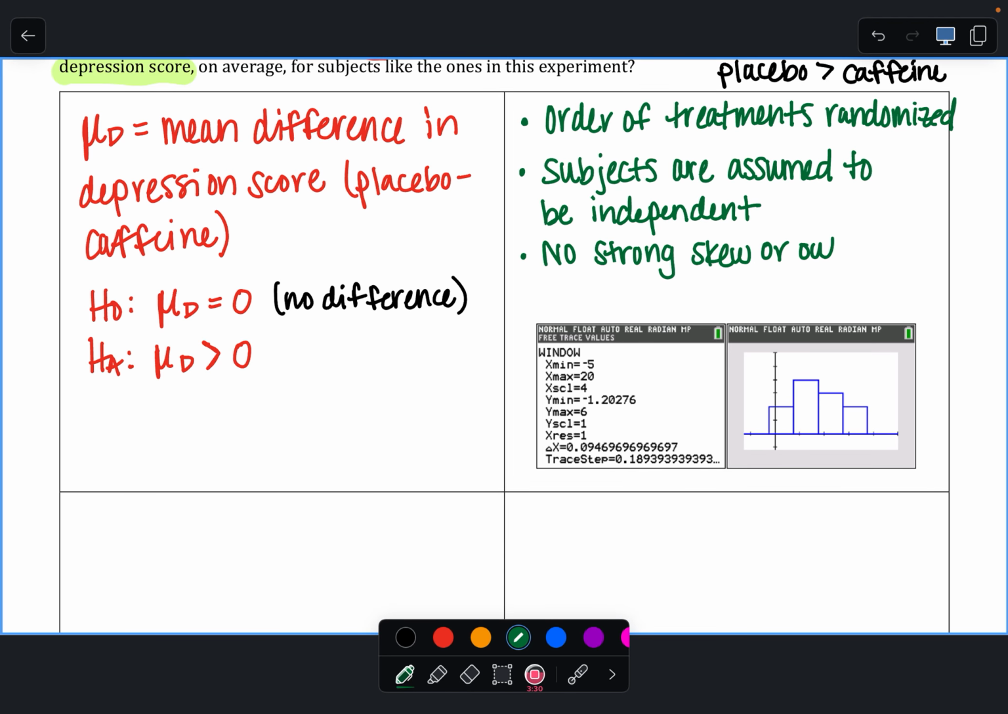And it doesn't look like there is any, and a lot of the time on AP grading, they emphasize the word strong because sometimes there is some slight skew. As long as you're not seeing a very extreme tail or an outlier, we just say it's fine. We're going to use our t procedures. So no strong skew or outliers, so the sampling distribution of mu is approximately normal.